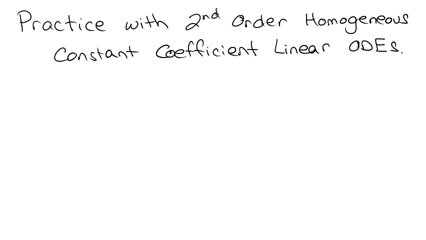Alrighty, so we're going to do some practice with the first order homogeneous constant coefficient linear ODEs, which is basically ODEs that you can convert into having characteristic equations. So they're like ay double prime plus by prime plus cy equals 0 because it's homogeneous.